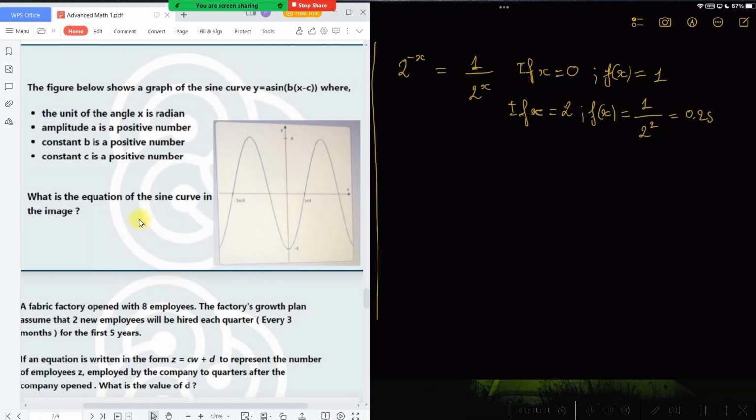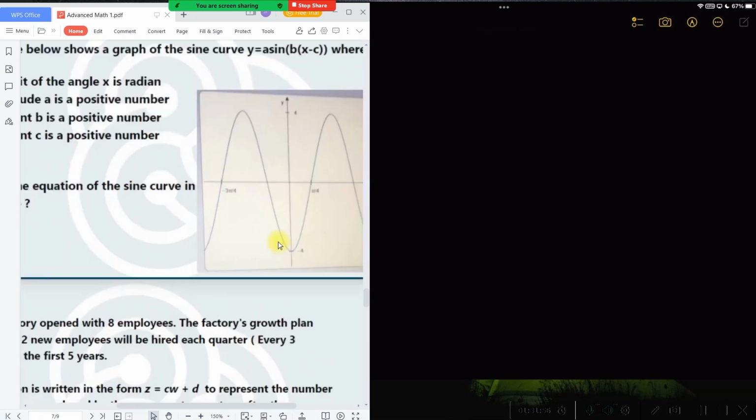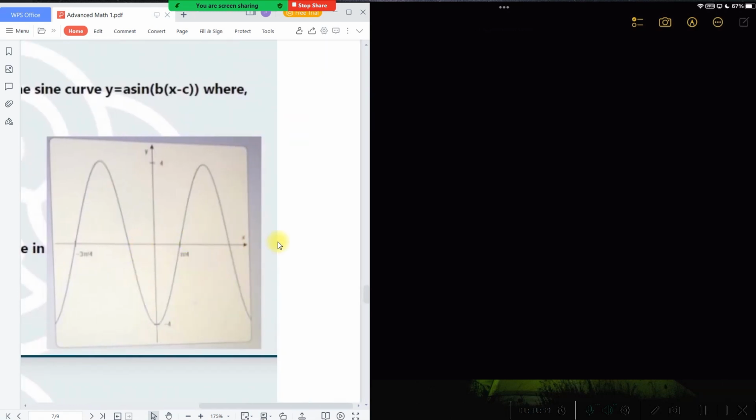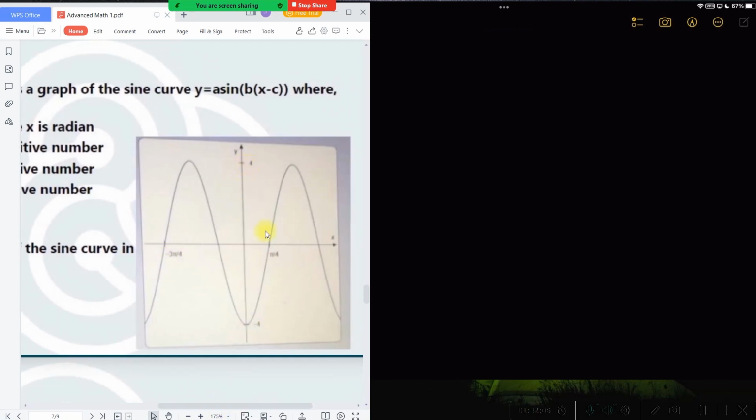What is the equation of the sine curve in the image? So we see this one as, moment, please. Pi divided by 4, this is minus 4, this is minus 3 pi divided by 4, and this is 4. Those are all the numbers given.